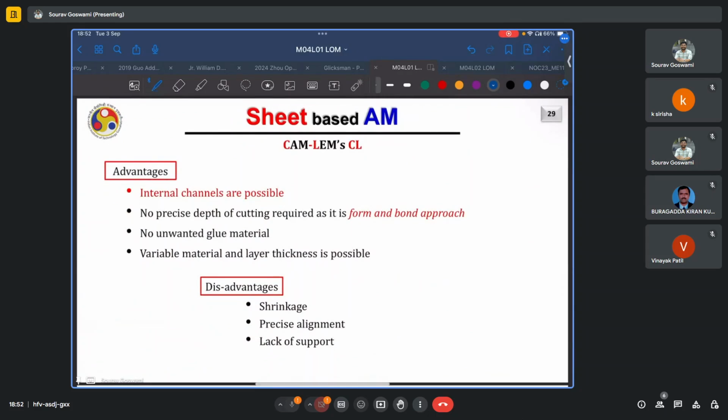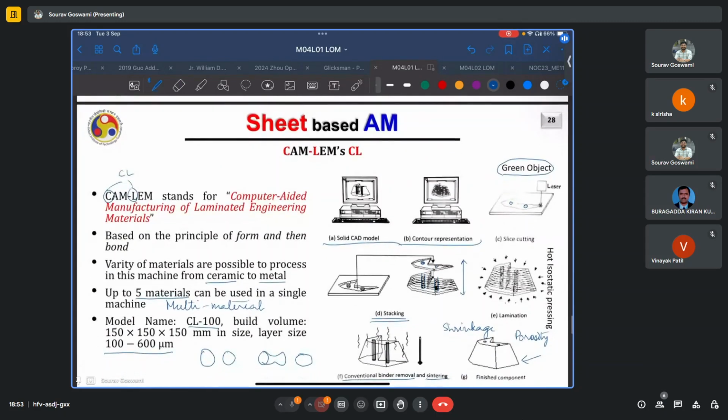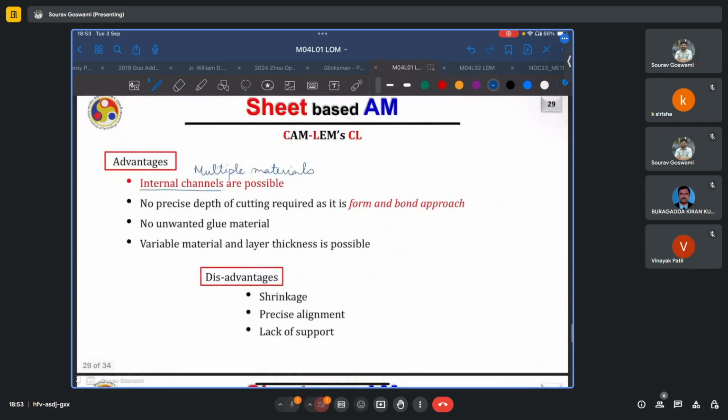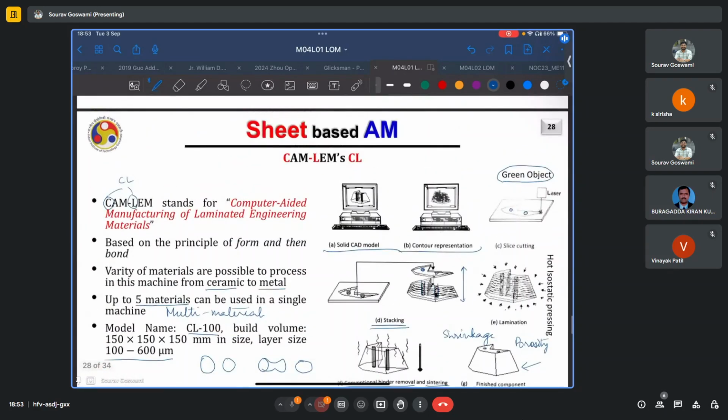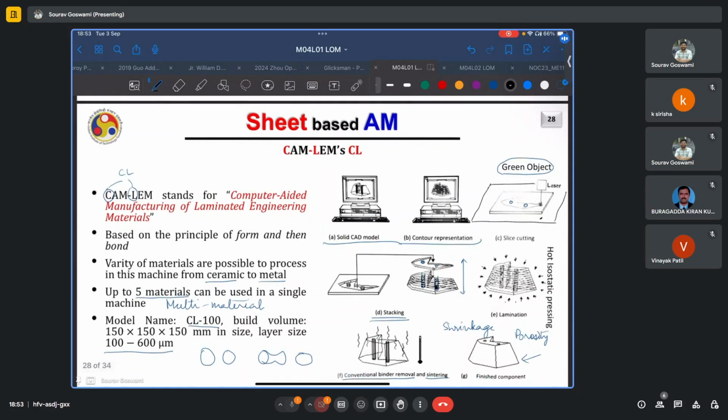It has certain advantages. One, of course, is the ability to process multiple materials, ranging from ceramics to metals. It is possible to form internal channels because it's a layer by layer process. You just machine or cut out the region for the channel in each layer and then stack them and then sinter the whole thing. No precise depth of cut is required as it is a form and bond approach. So again here you might have something like a sacrificial plate at the bottom. Because you might not be very precise, even if you happen to cut some part of this plate, it is still okay because it is sacrificial to begin with. It's not like there is some pre-deposited layer at the bottom which you run the risk of damaging.